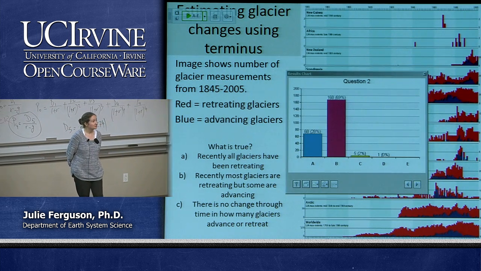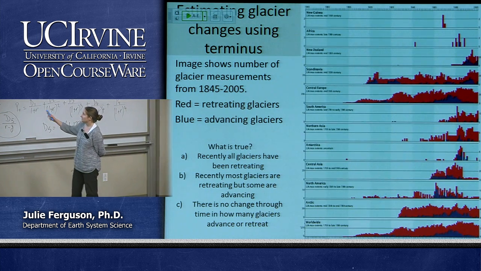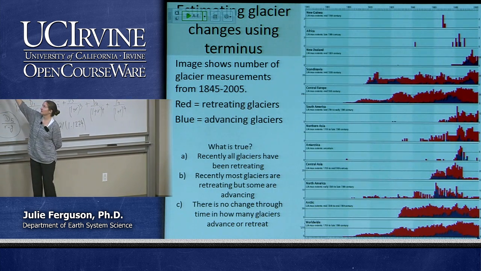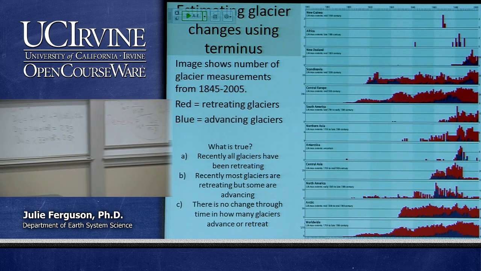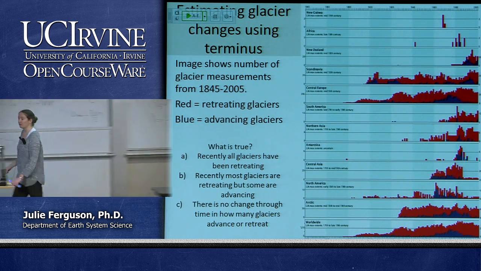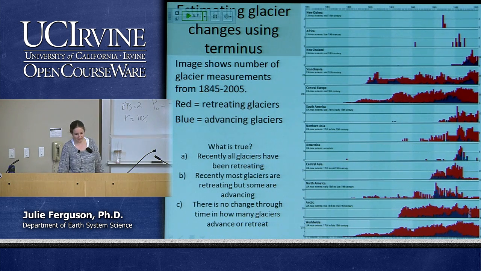So yes, most glaciers are retreating. If we look at the bottom column just here, that red shows how many glaciers are retreating. But there are a handful, a very small number, just right down at the bottom here, that are blue, that are advancing. Okay, so all of this number are retreating, but this handful down here are advancing.